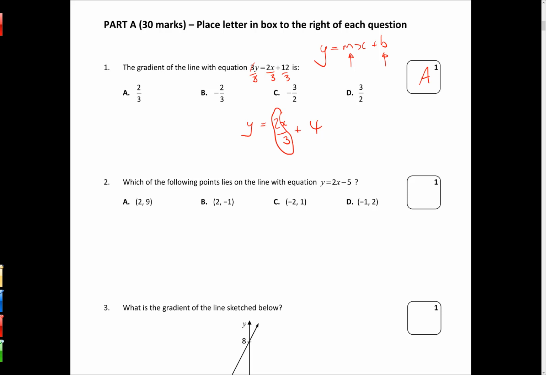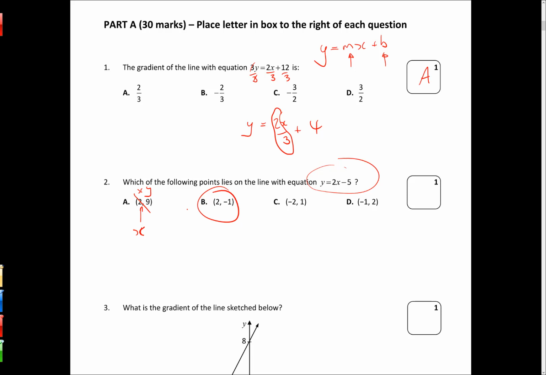Next one, which of the following points lies on the line with that equation? Well, all equations are relationships between x and y. So I can just chuck in the x value in these coordinates and see what y goes with it. Is it really 9? Is it really -1? Let's just chuck in x equals 2, because we know all pairs of coordinates are x, y. If x equals 2, that will give me y equals 2 times 2, which is 4, minus 5, which is -1. I can see it's not that one.